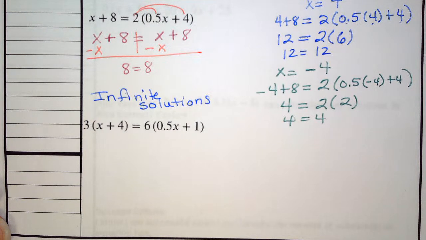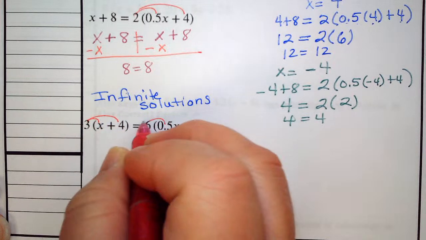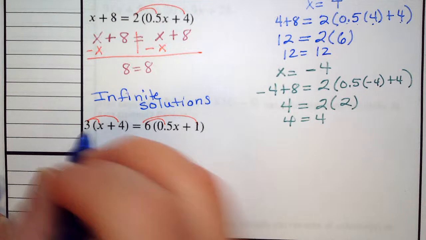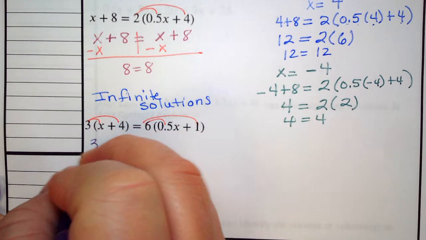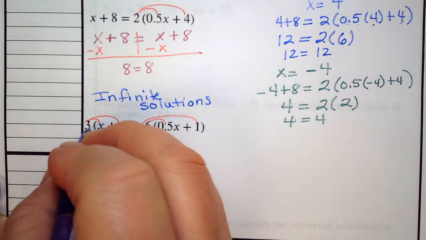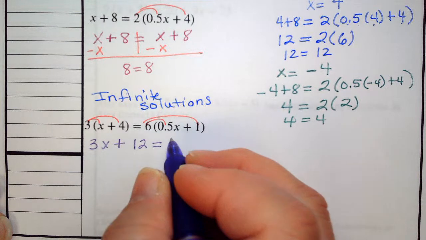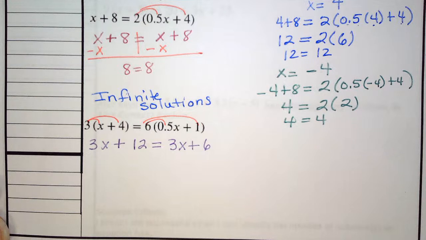So looking at the next one, once again, we've got to distribute. This time we've got two things to distribute. 3 times x is 3x, plus 3 times 4 is 12, is equal to 6 times 1/2 is 3x, plus 6. Take a minute and think about what's going to happen. What do you notice, and what will that tell us?